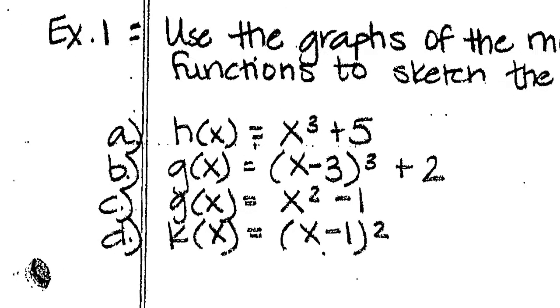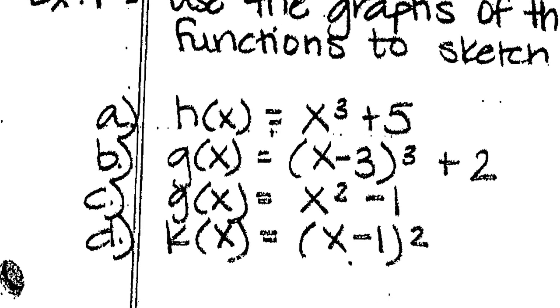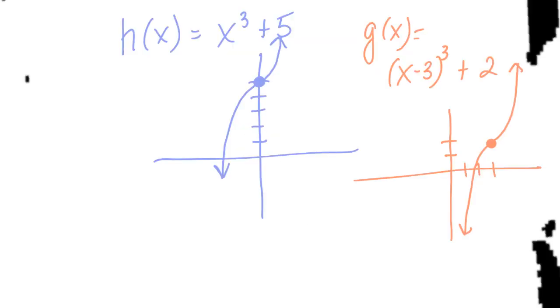We have 4 graphs here. Do you think, well, first of all, they're all cubics. No, they're not. There's 2 cubics. So let's graph the cubics first. Do you guys think you could try those graphs? Let's try graphing h of x equals x to the third plus 5, and then b, which is g of x equals x minus 3, all of that to the third power plus 2. Feeling good?